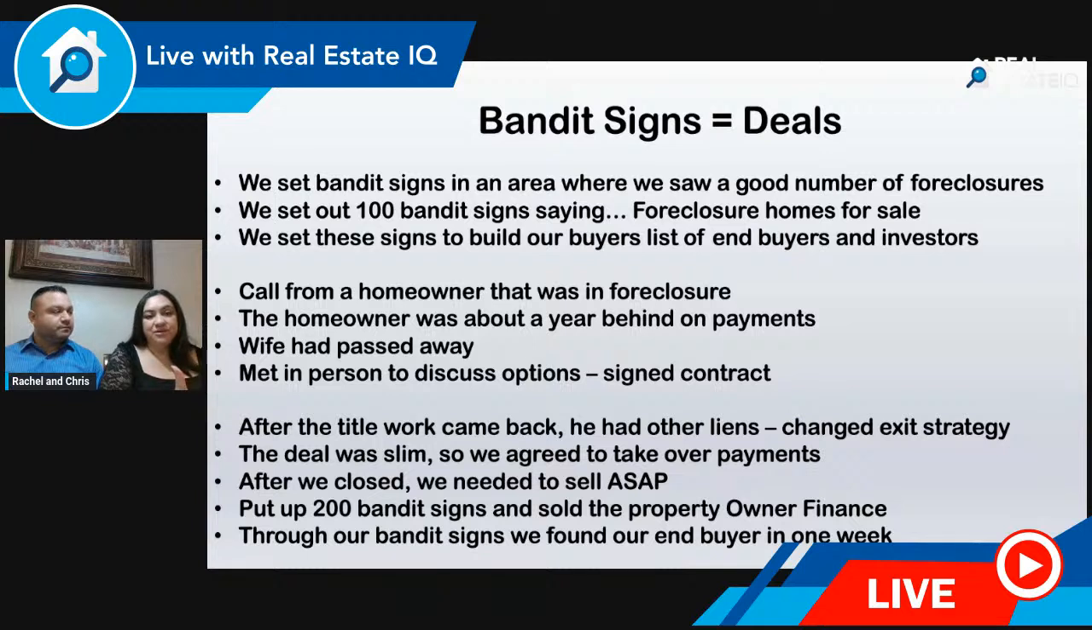But you can see we upped the amount of bandit signs. We needed it sold immediately, so we upped our bandit sign amount, and we got it fairly quickly. So sometimes if you can afford more, then put out more. It might work a little bit better. Just keep in mind, when it comes to looking at a deal, you want to have a few exit strategies, right?